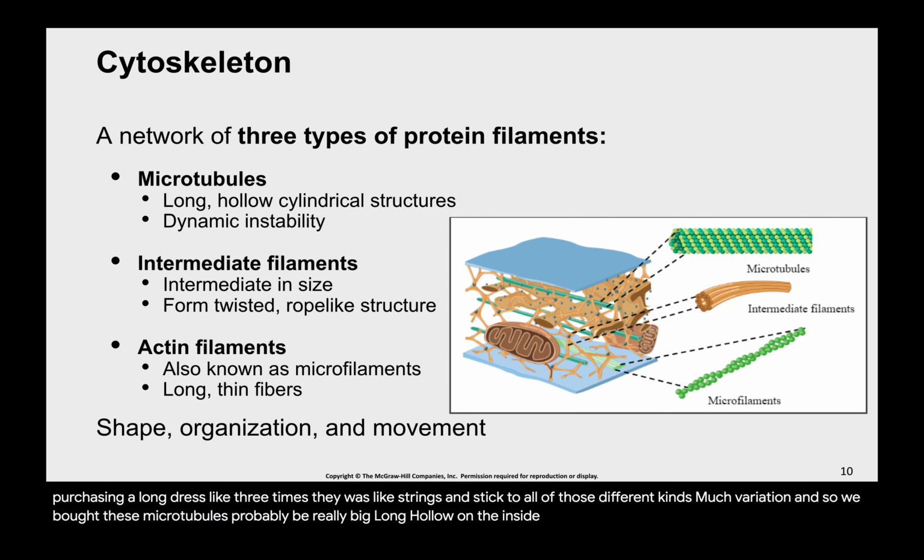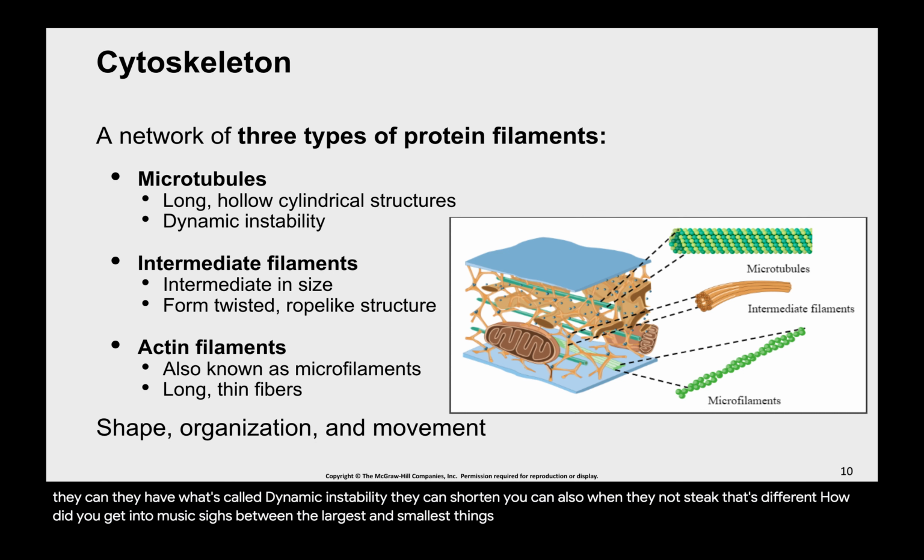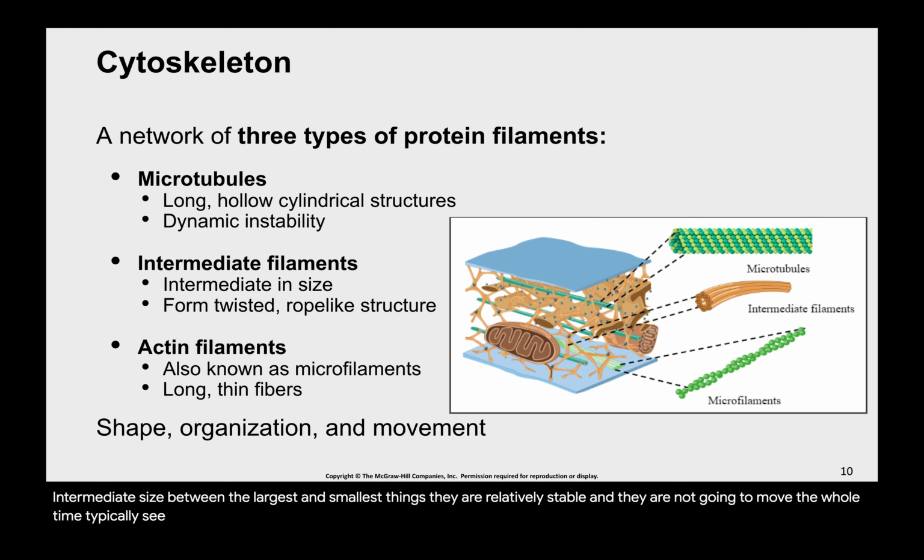These microtubules are not going to stay in place. They can move. They have what's called dynamic instability, so they can shorten and they can also lengthen. So they're not stable. That's different from intermediate filaments, called intermediate because they're an intermediate size between the largest and the smallest filaments. They are relatively stable and are not going to move a whole lot. We typically see them as twisted or rope-like structures inside of our cells.